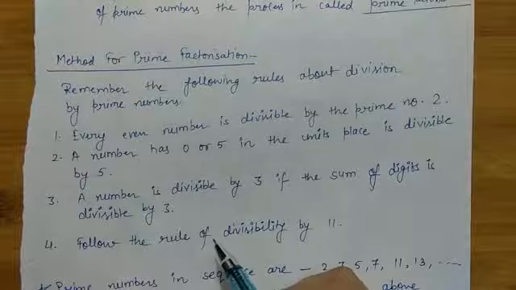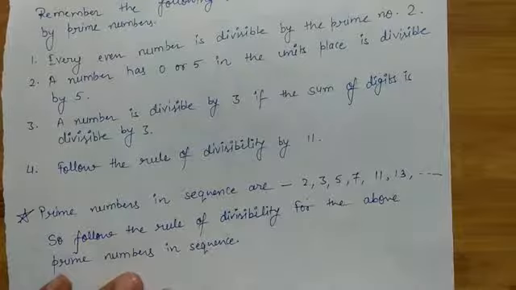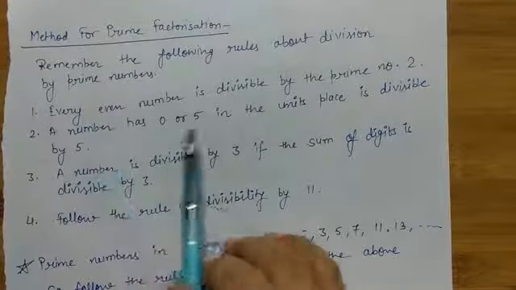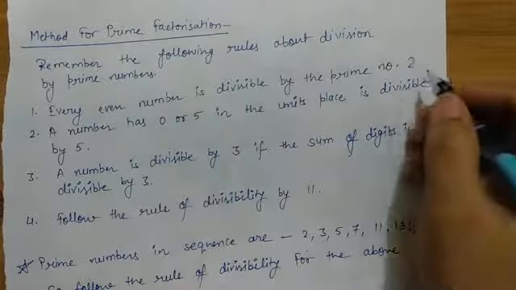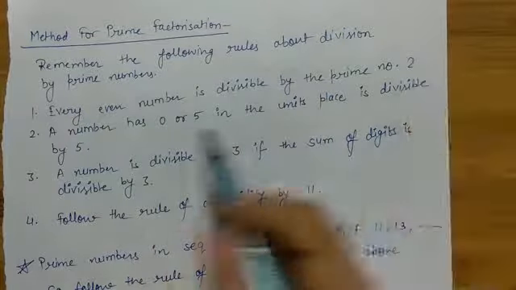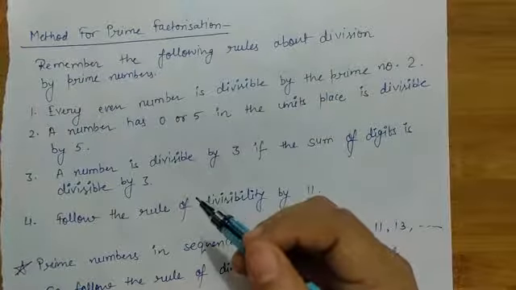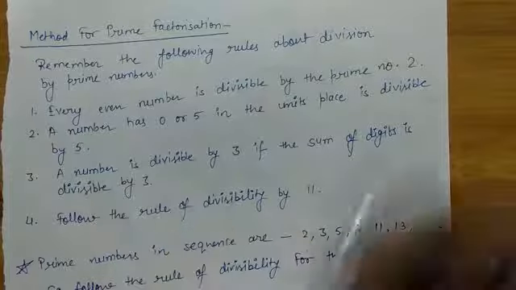You have to start with the smallest prime number. As we know, the prime numbers are 2, 3, 5, 7, 11 and 13 and so on. So you have to start with the smallest prime number, like every even number is divisible by 2, the smallest prime number. So we will start with 2, then we will move on to 3, then 5, then 7, then 11. As I am repeating the rules.